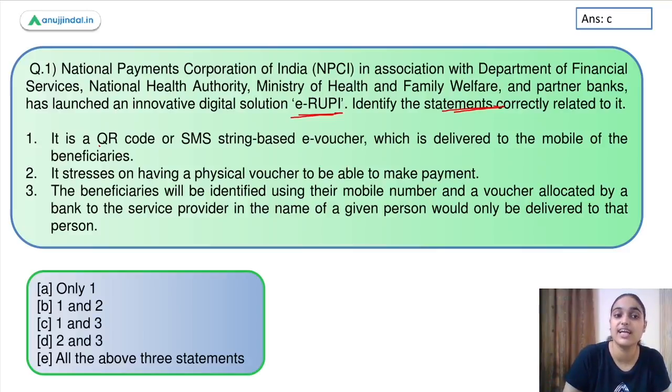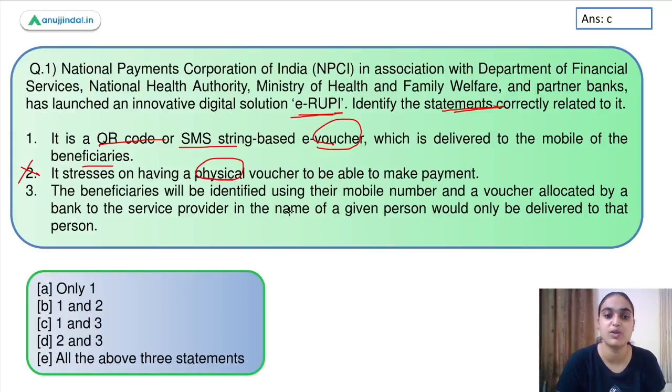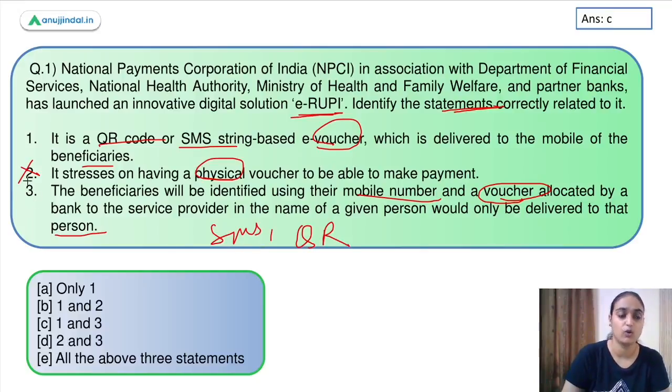So first is correctly related: you will get a QR code or an SMS, being a beneficiary, to get that e-voucher. Second says it stresses on physical voucher to be able to make payment. No, you do not need any physical voucher, a digital e-voucher will be issued. So second is incorrect. Third is again correct, which says beneficiaries will be identified using their mobile number, and a voucher allocated by the bank to the service provider in the name of the given person would be delivered only to that person. So on mobile, the voucher will come through SMS or QR code. So this is correct. Only second is incorrect. We had to identify the correct statements. First and third are correct. That's why the answer is option C.